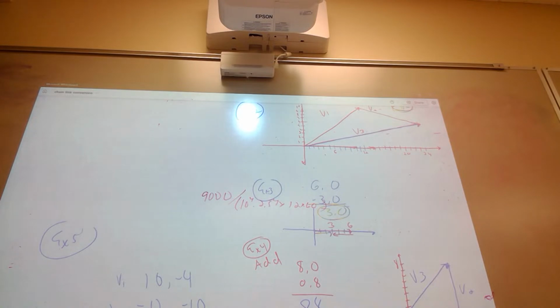So you always get a triangle. It doesn't have to be a right triangle, but you should always have a triangle on your paper where they're all connected.